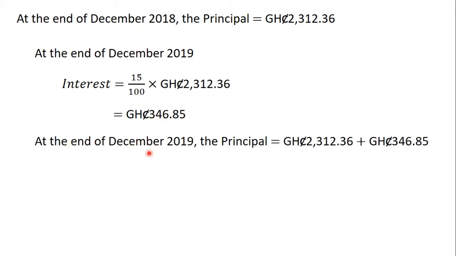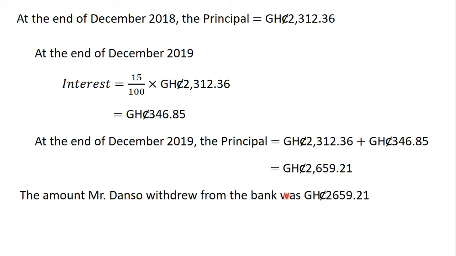So the amount of money in his account at the end of December 2019 is equal to the principal that we started with, which is 2,312 Ghana cedis, 36 pesewas, plus the interest at the end of the year, which is 346 Ghana cedis, 85 pesewas. You add these two and you're going to have 2,659 Ghana cedis, 21 pesewas. Meaning that the amount of money Mr. Danso withdrew from the bank was 2,659 Ghana cedis, 21 pesewas.